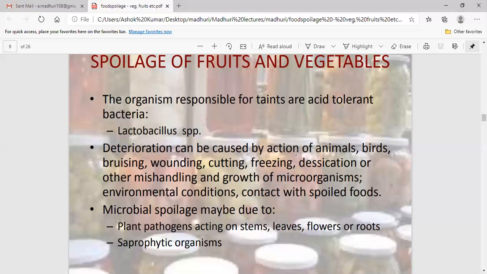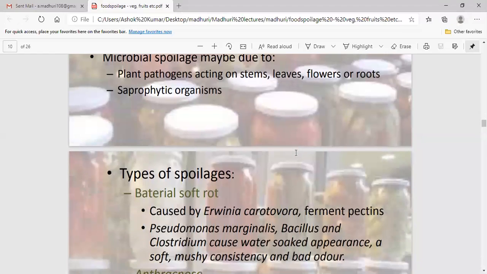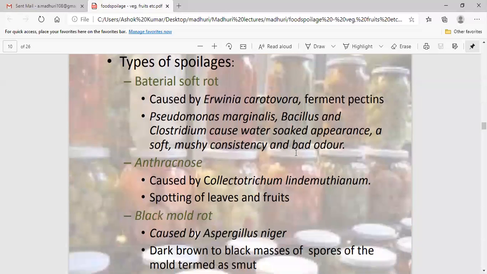Microbial spoilage may be due to plant pathogens acting on stems, leaves, flowers, or roots, and one of the factors is these pathogens. Okay, they may affect this product of fruits and vegetables, and even saprophytic organisms can also spoil the fruits and vegetables. Next, types of spoilages. So what types of spoilages can we see in fruits and vegetables?